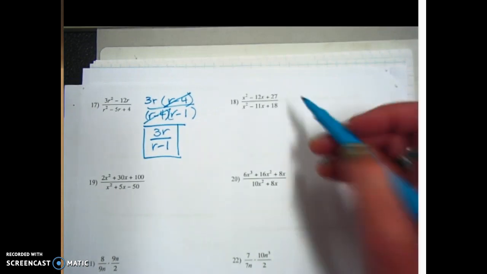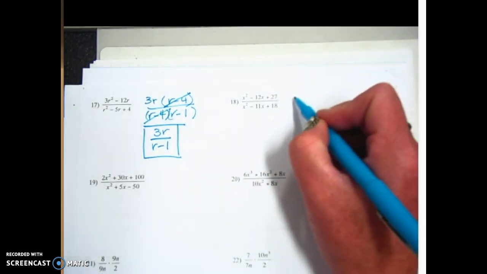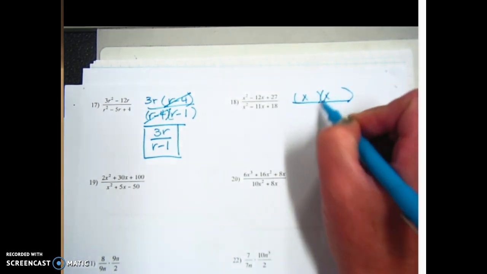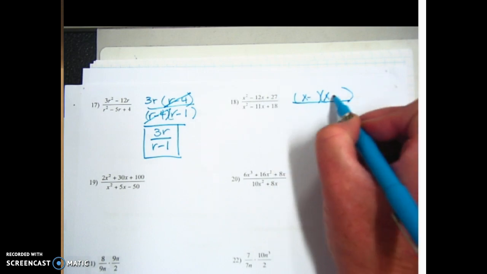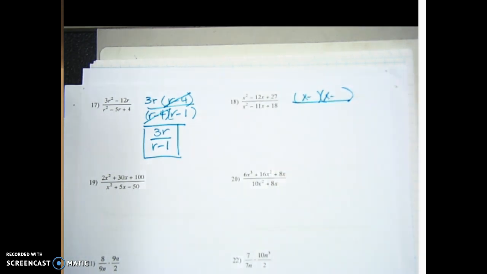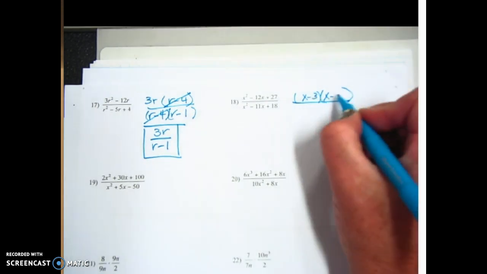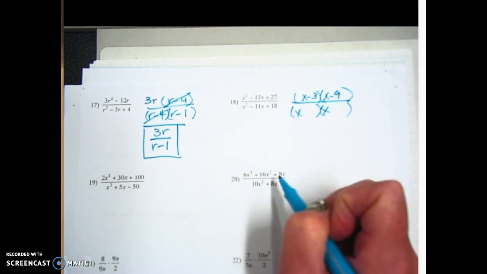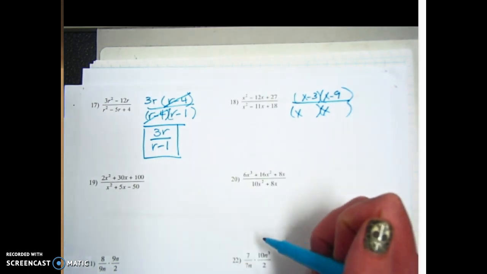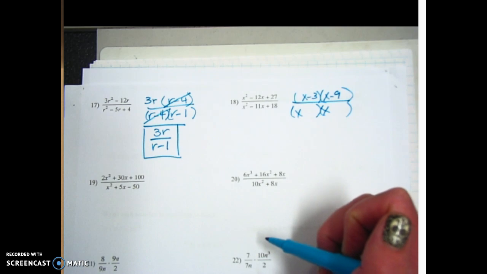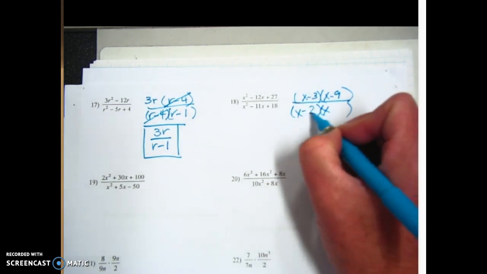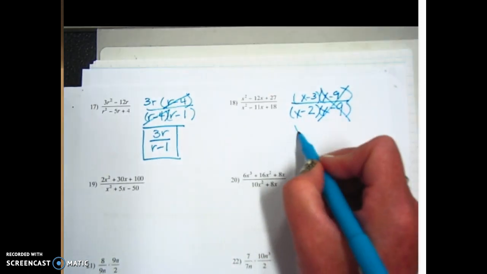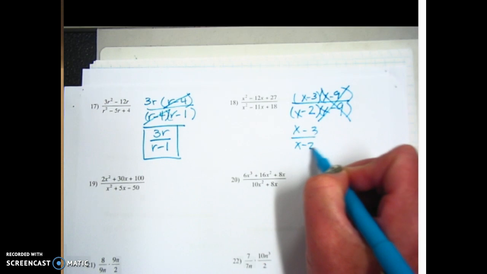Number 18. These both look like easy ones, so I'm going to factor the numerator to x and x, because this should be a minus and a minus. So what is that? 3 and 9. And the denominator, what multiplies to get 18 and adds or subtracts to get negative 11? x minus 2 and x minus 9, so these cancel. So we're left with x minus 3 and x minus 2.